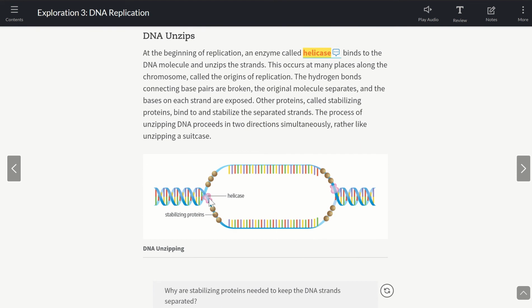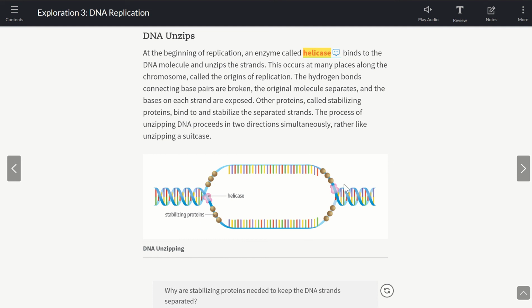As you can see here, there's a helicase enzyme, and it's moving kind of this direction, opening that DNA molecule as it goes. There's another helicase over here. It's not labeled, but it's the same pink structure, and it's moving to the right, opening the DNA molecule as it goes. These balls right here are stabilizing proteins. They keep the DNA open long enough for the new strand to be created. Otherwise, as soon as helicase opens this up, the DNA molecules will just close right back together because of those hydrogen bonds that are attracting to each other.